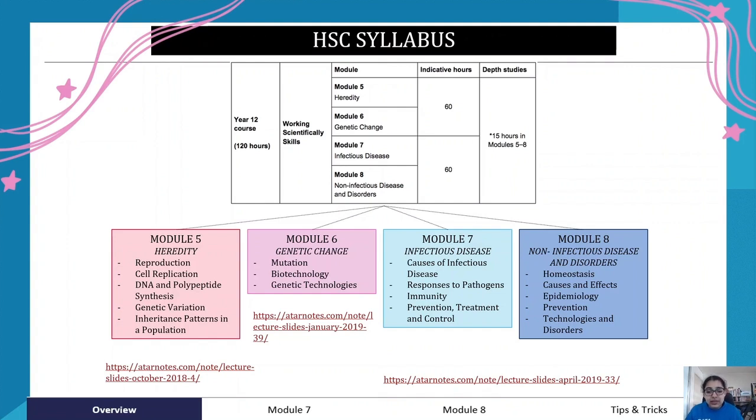So the syllabus, we've got module 5. We covered that in January. Well, we revised it in the January lectures, but we covered the whole thing in October, in the October HSC lectures last year. Module 6, module 7, and then module 8. So module 7 was in April, and module 6 we covered in the notes lectures in January. So you can definitely check them out on our website. You have the past lectures available to you. And then obviously we're going to cover module 8 today.